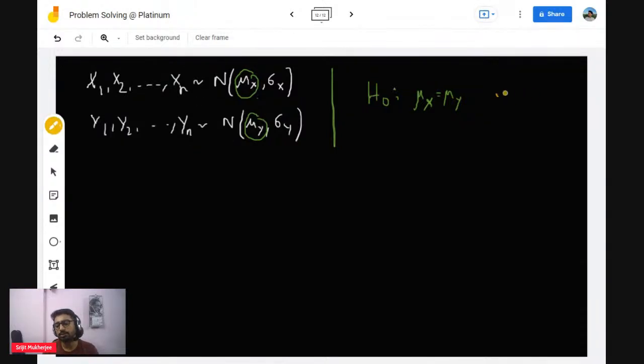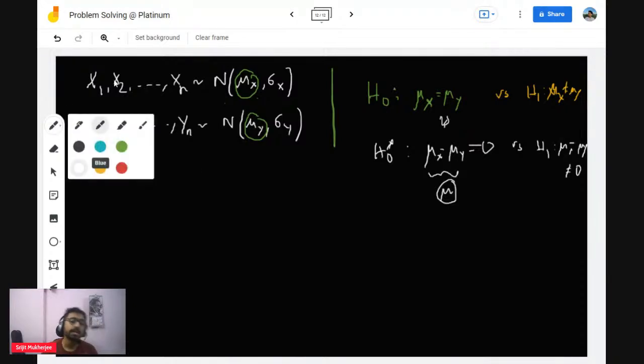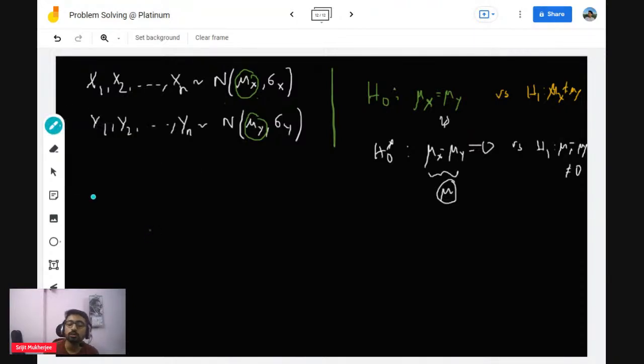So you need to test the hypothesis H naught versus this. It's called a two sample test. To understand this, it is equivalent to H naught star: mu x minus mu y is equal to 0 versus mu x minus mu y is not equal to 0. So if you consider this a single parameter mu, the question is, as I questioned you last day, you know how hypothesis testing is done: we need to find a very good estimate of mu hat.